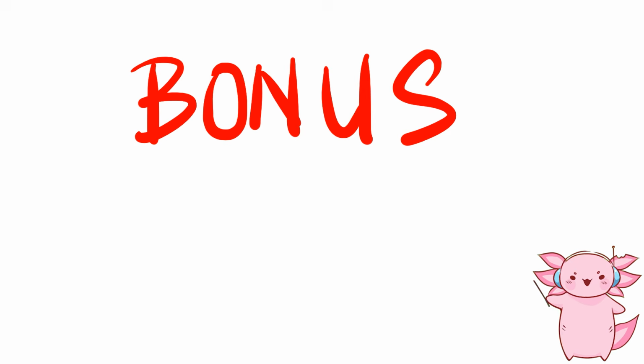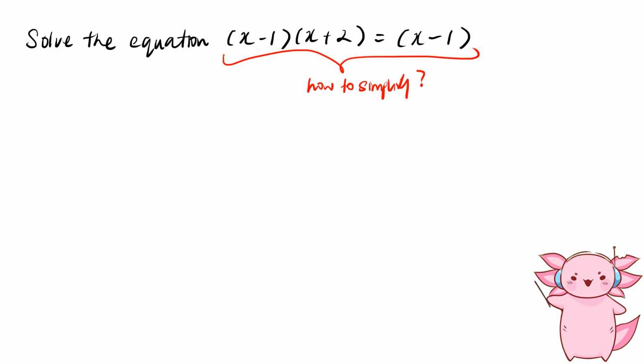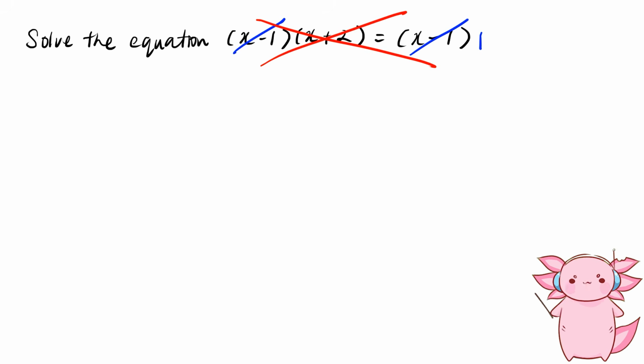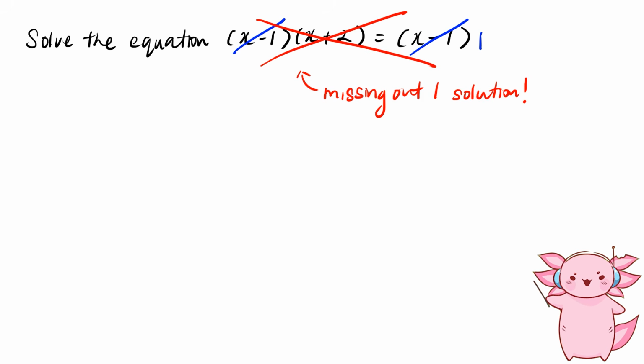It's time for a bonus question. Looking at this question, I know every last brain cell is screaming out to you to cancel off this x minus 1 and this x minus 1 over here. But it's actually wrong because we are actually going to miss out one of the solutions.